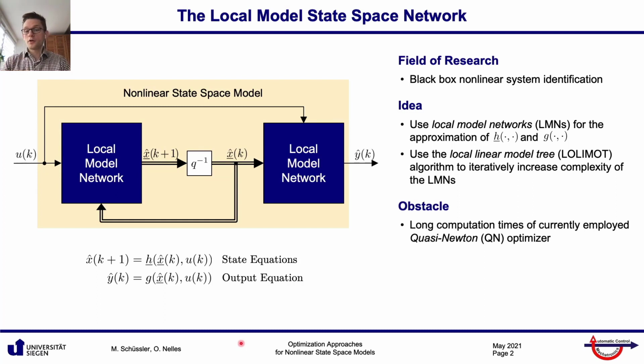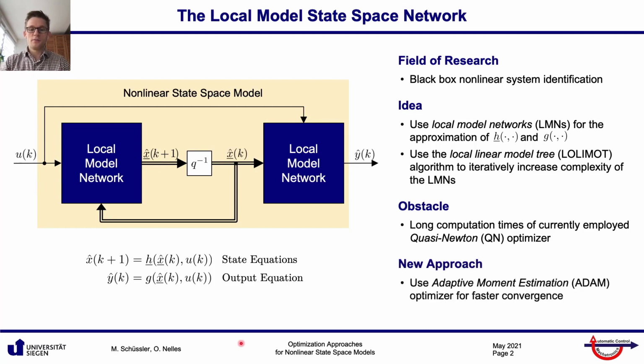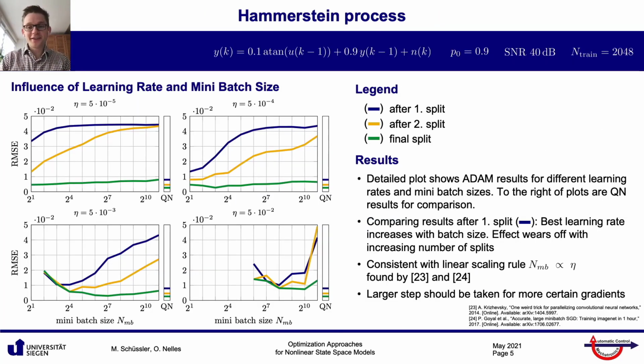One obstacle we currently face are long computation times of the currently employed quasi-Newton optimizer, and to make use of some developments from the machine learning community, we wanted to use the adaptive moment estimation optimizer, short ADAM, for our nonlinear state space model for faster convergence. And now I skip all the details and refer you as the surely interested listener to our poster and paper and come right to 2 of our results.